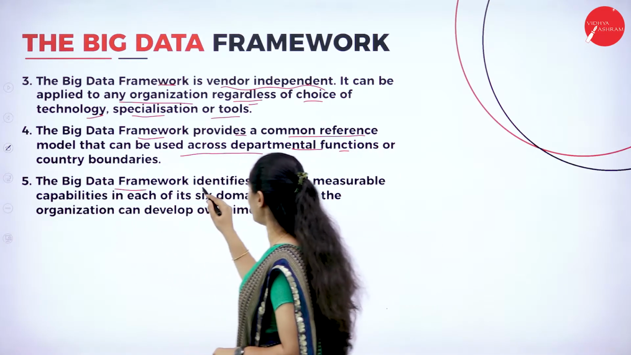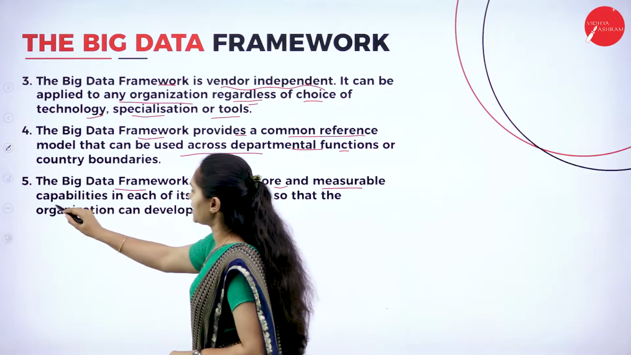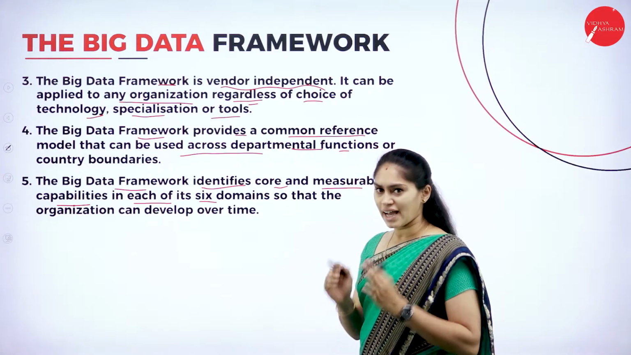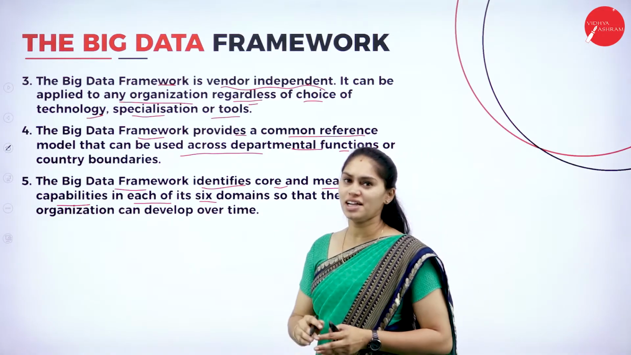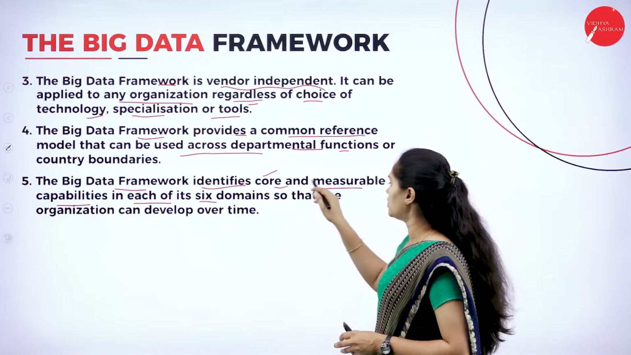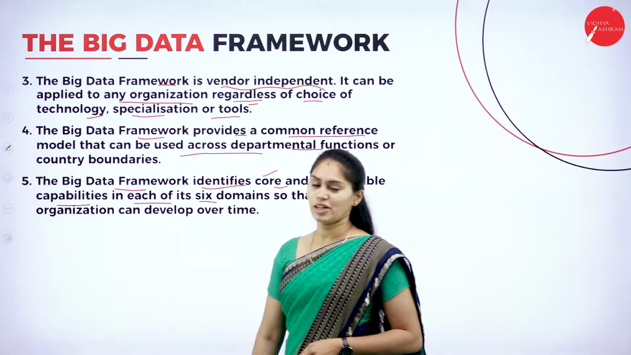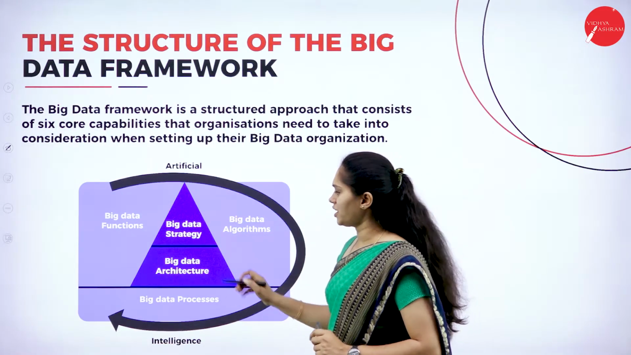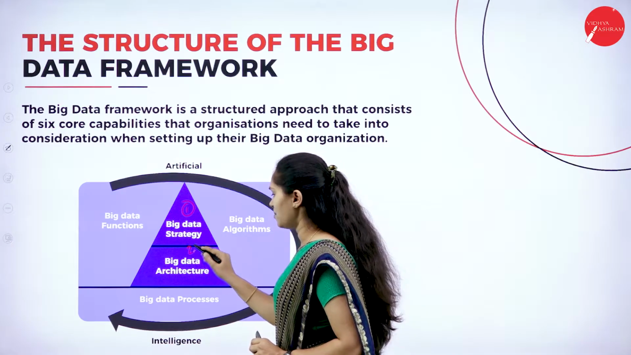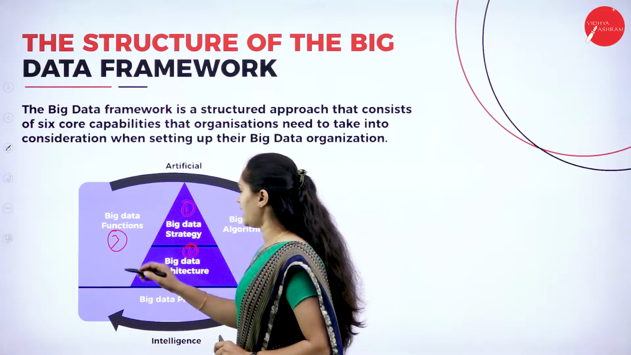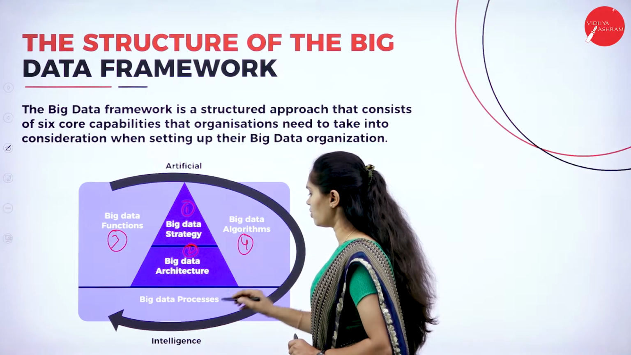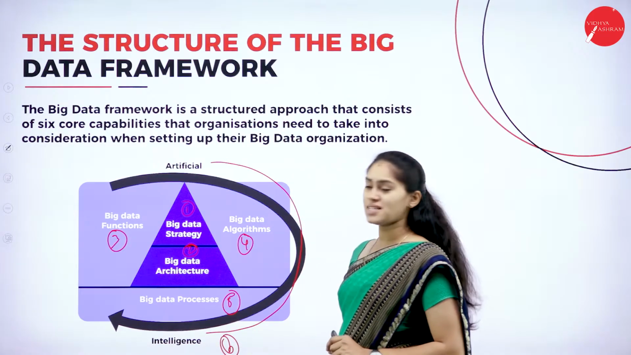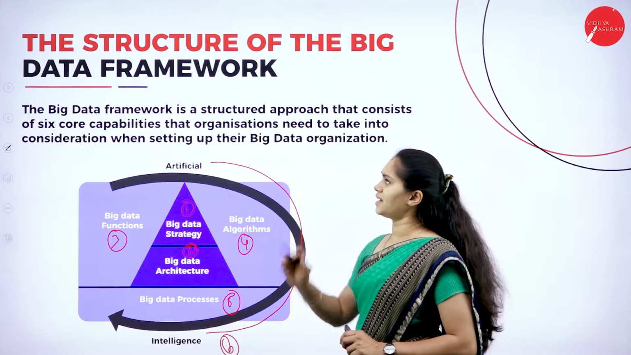Then, the big data framework identifies the core and measurable capabilities in each of its 6 dimensions. With the help of these 6 dimensions, it identifies exactly what the need is and what measurable capabilities it will have. Here you can see its 6 dimensions: big data strategy, big data architecture, big data functions, big data algorithms, big data processes, and artificial intelligence. So these are the 6 dimensions of a big data framework.